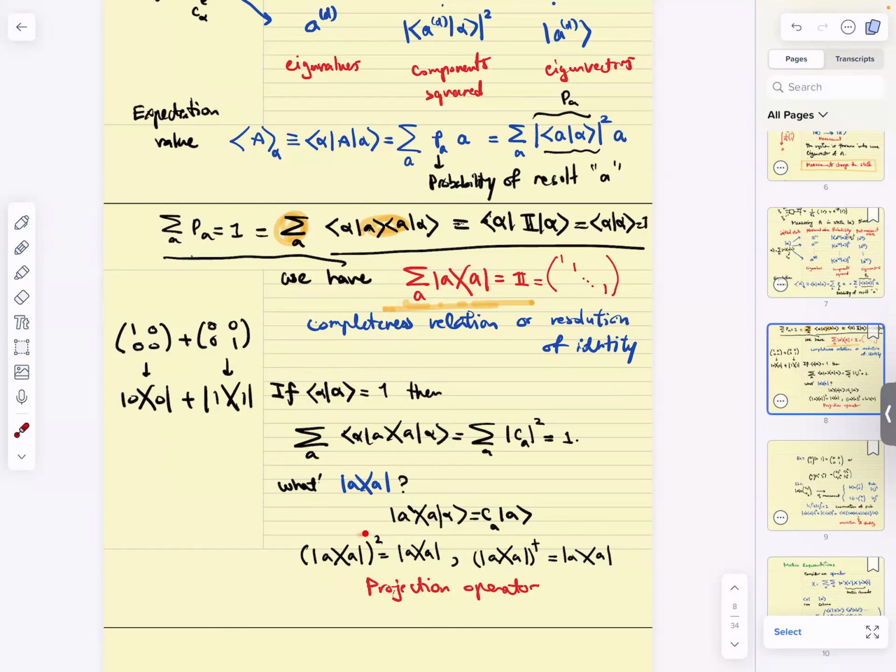I was actually planning on saying a little bit more about projection operators, but in the interest of time, let me just move on.